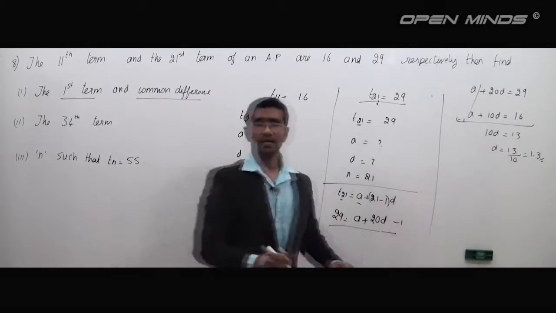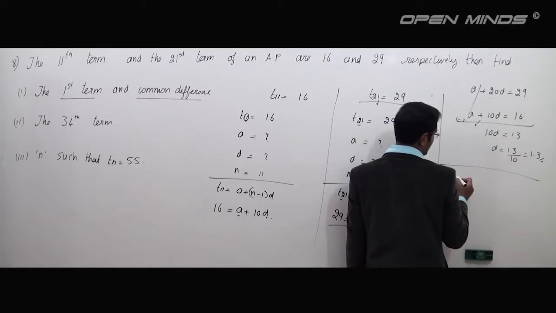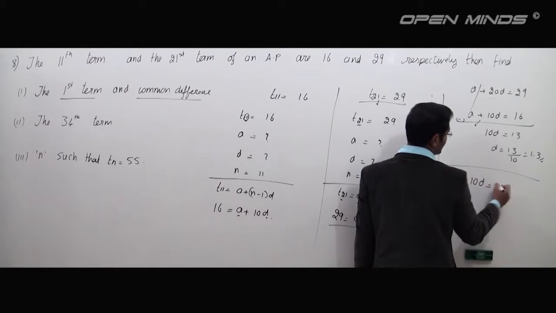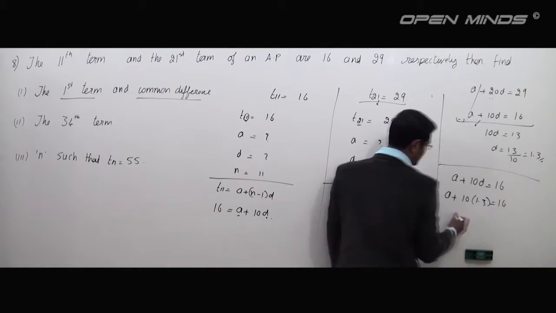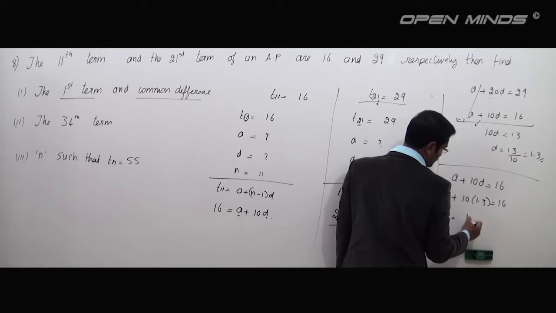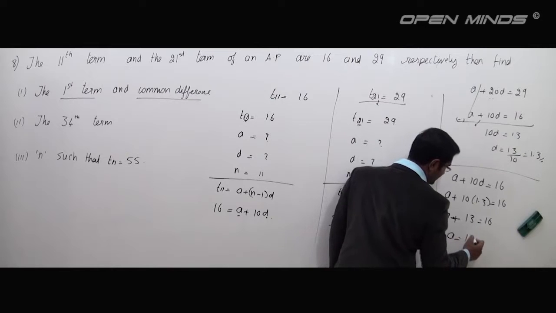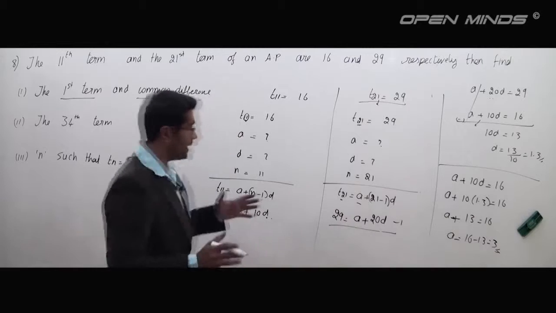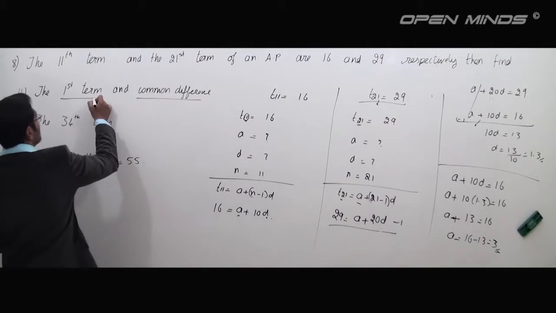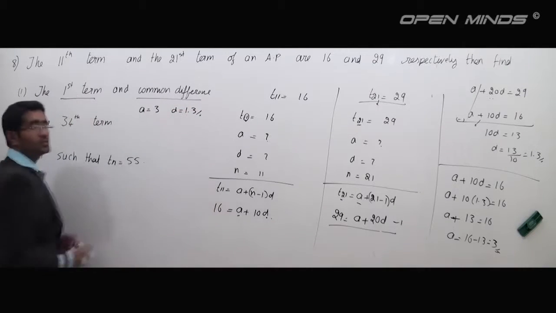Very simple. Can I find A using the value of D? Go with this one, it is smaller. A plus 10D is 16, and I got D to be 1.3. I can write A plus 10 times 1.3 is 16, so A plus 13 is 16. A is 16 minus 13, which is 3. So we got the value of A and D both. The first answer is done: the first term A is 3 and D is 1.3. So let's go to the next one.